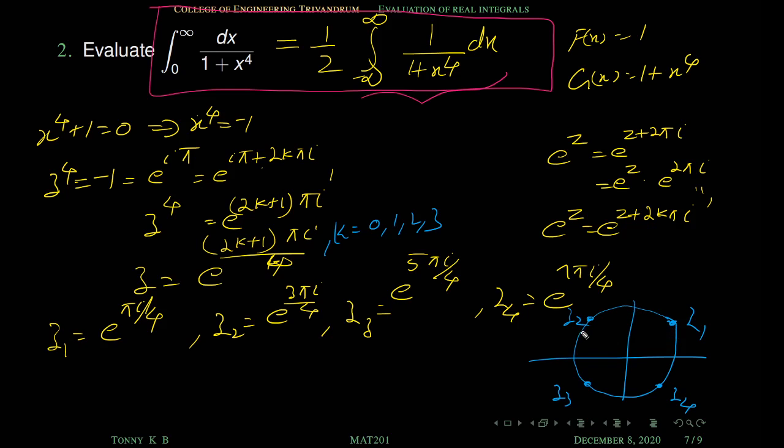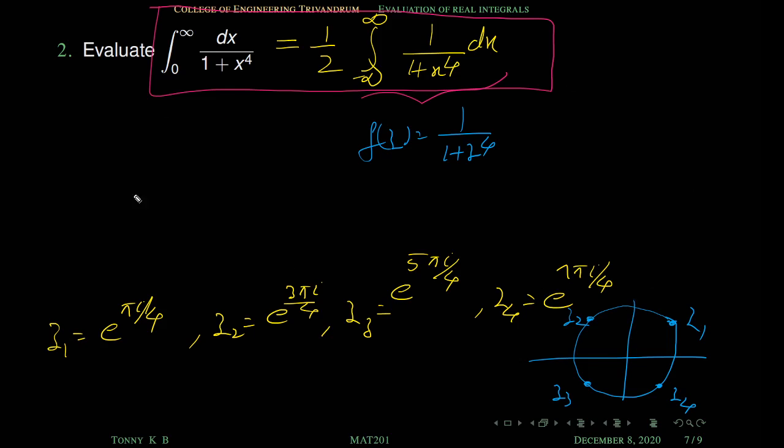So next we have to calculate the residue of the function f of z equal to 1 by 1 plus z raised to 4 at the poles z1 and z2, because they are the only singularities belonging to the upper half plane.